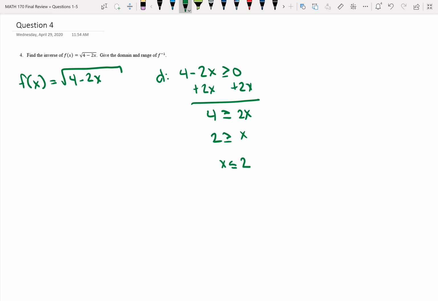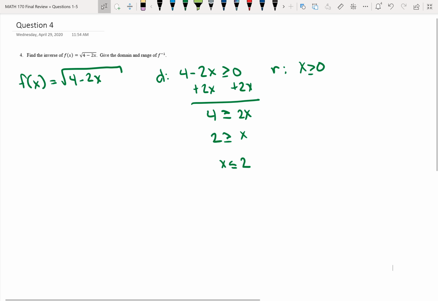The range of this function can be anything. So all the positive numbers are going to come out of here. So we know that the only numbers that are going to come out of this function are positive. So we're looking at numbers that are greater than or equal to 0.